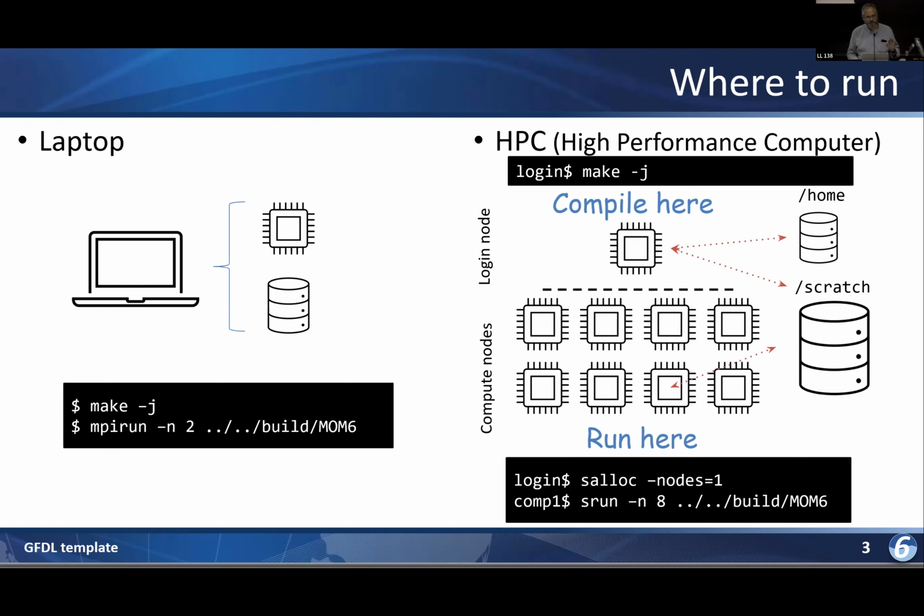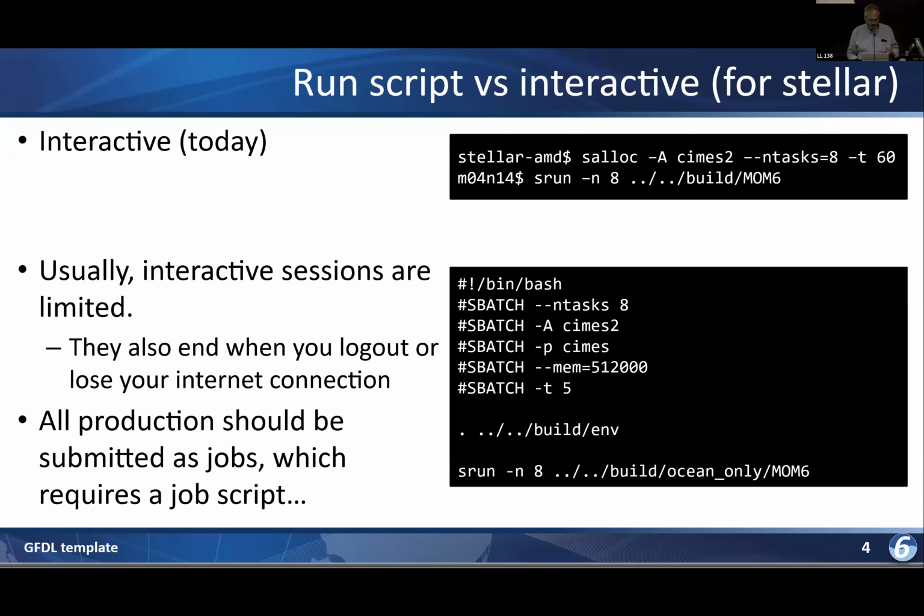Again, we've tried to write out the instructions specific to Stellar and Gaia on their respective pages. And then when you actually run it, instead of using mpirun, which we'll do when we're running on a laptop, you will use srun instead of mpirun.